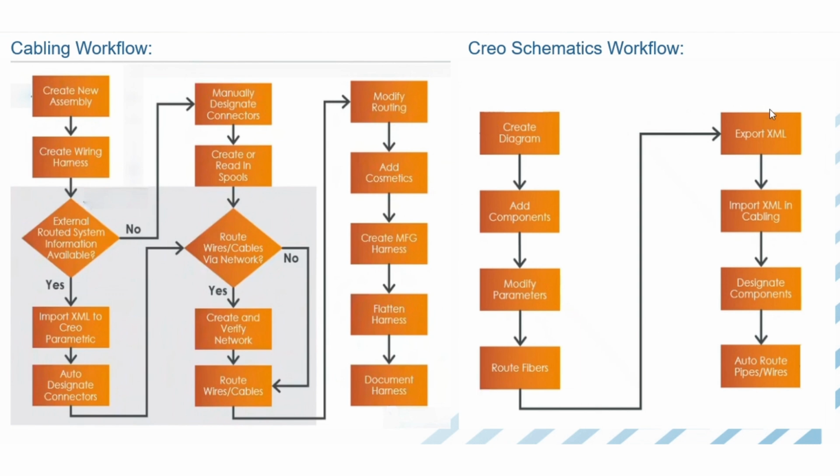And when we export the XML file, we will import it into cabling, Creo Cabling. So from here we start with Creo Parametric, and after that we designate the components, the XML file, and then it will be auto routed.